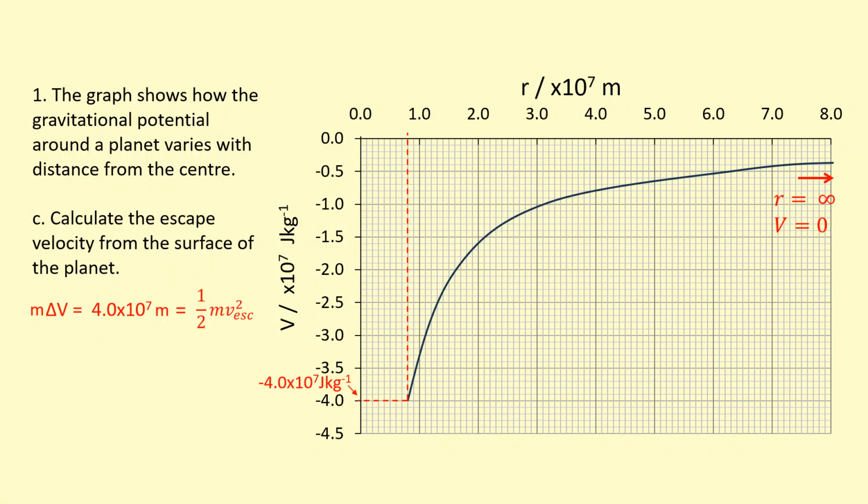So I'm going to rearrange this. I'm going to cancel out the m's first, which is convenient, then times both sides by 2, and then square root to get the escape velocity, which gives me around 8,900 meters per second.